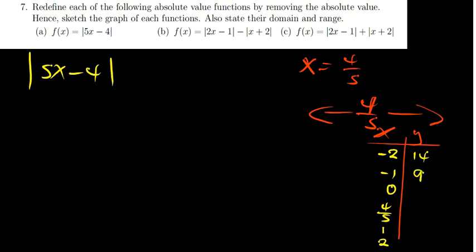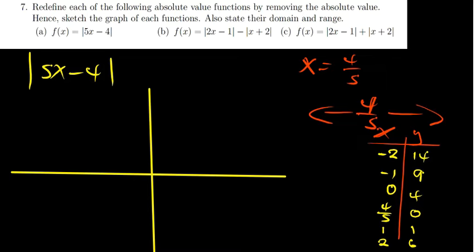If I put 0, it's going to be negative 4, but since it is a modulus, it's going to be 4. If I put 4 over 5, it's going to give me 0. If I put 1, it's going to give me 1. If I put 2, it's going to be 10 minus 4, which is 6. Now I can have my graph. I don't know if you have understood how I've gotten the y values. If you have not gotten that part, please ask.